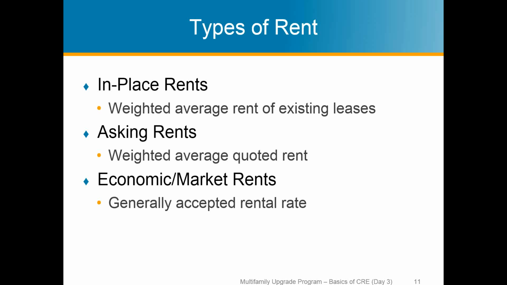So I've talked about this a little bit. There's multiple types of rent, right? So you got the in-place rent, and I talked about that. That's really looking at the current rent roll and seeing what are the in-place rents. And then there are asking rents. So it's what today the property is asking for a 1 bedroom, 2 bedroom, 1 bath, 3 bedroom. So what they're asking for today. And then there are economic or market rents. So this is a generally accepted rental rate.